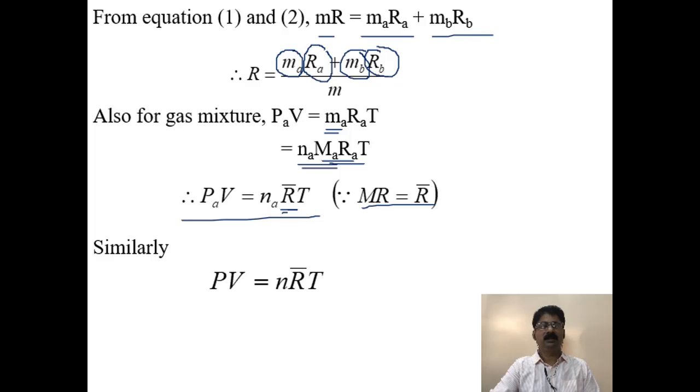Similarly, you can write PV = N R bar T for the mixture, and if you divide, you can write PA / P = NA / N = YA. That is nothing but the mole fraction. This is the mole fraction of A, because NA is the number of moles of A and N is the total number of moles. Here PA is the partial pressure of A and P is the total pressure of the mixture. So partial pressure divided by total pressure is equal to number of moles of A divided by total number of moles, which is the mole fraction of constituent gas A.